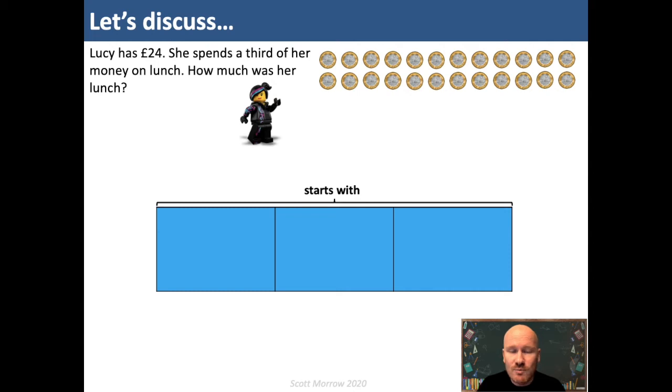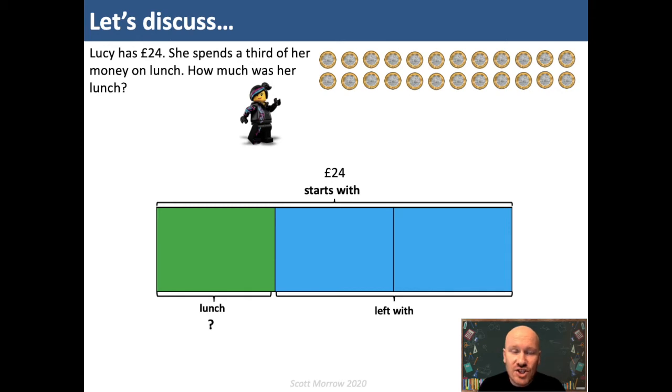We know that 1 of those parts is what her lunch cost, and the other 2 parts is the money that she's going to be left with. We know that she has £24 to begin with, so let's put that in as our whole amount, and we're interested in how much money she spent on her lunch, so let's put the question mark there.